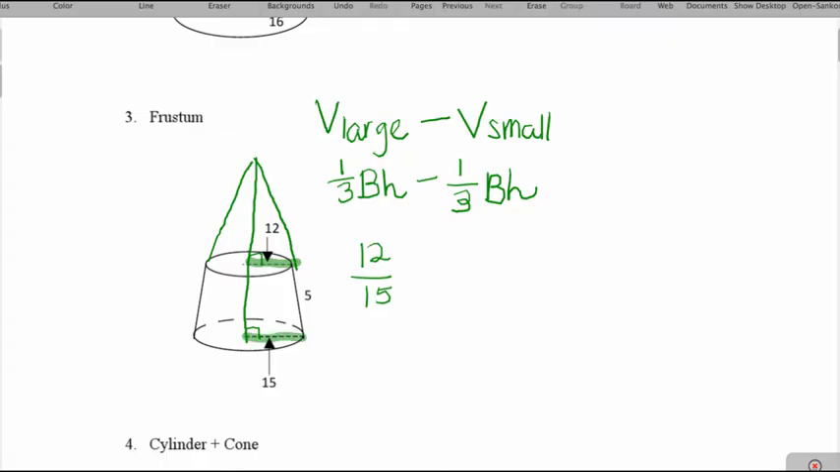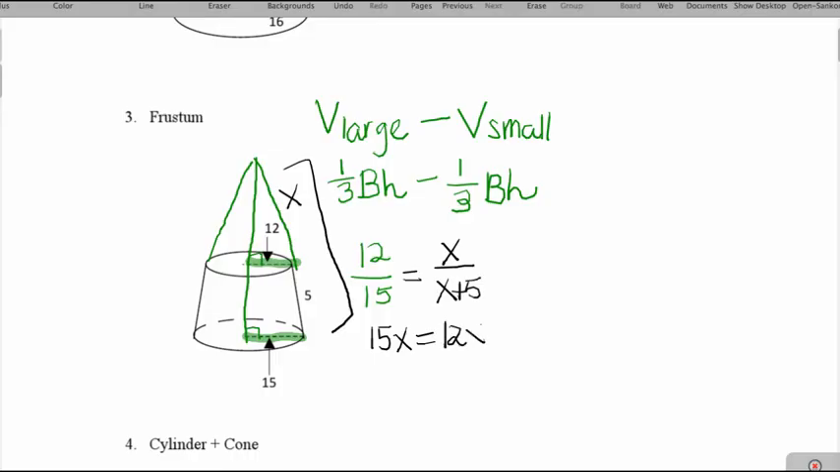And next, we need to find the slant height of the smaller cone, because we can use that to help us find the height. So using similar triangles, we know 12 over 15 is going to be equal to the ratio of their slant heights. The slant height of the small cone is just x. The slant height of the larger cone is equal to x plus 5. This whole thing is the slant height of that larger cone. So to solve for x, let's cross multiply, and you should get 15x is equal to 12x plus 60.